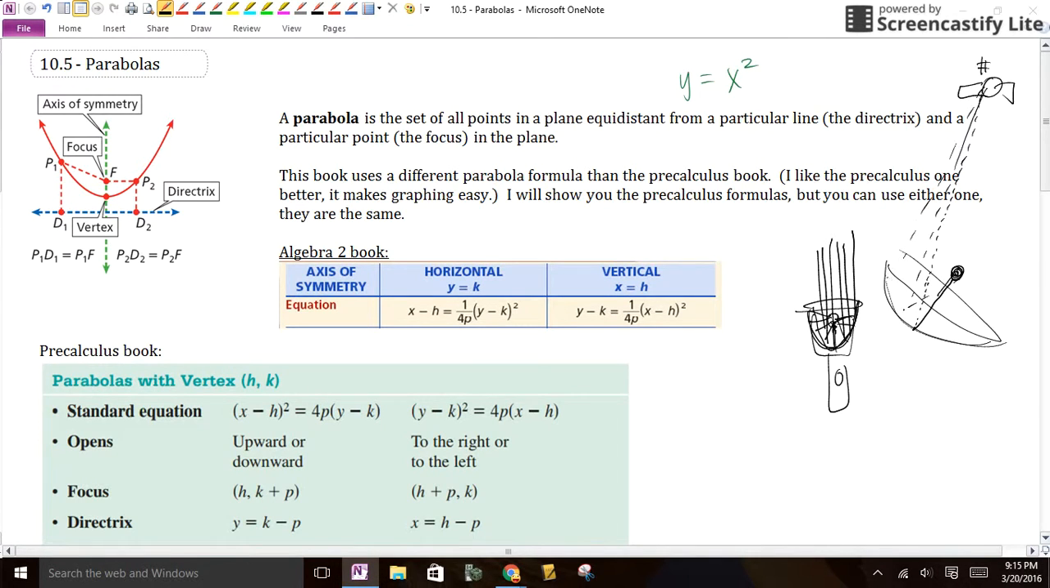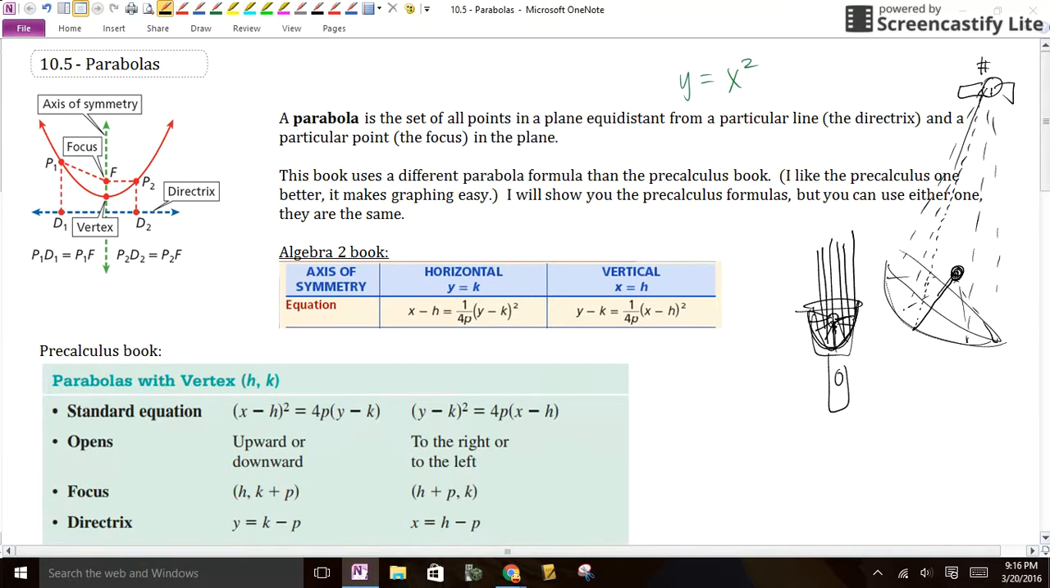So all of these rays come bouncing off and they hit the parabola and they get redirected right to that focus. So that's called the reflective properties of a parabola. And that's what's so crucial: every point on the parabola is the same distance from the focus as it is from the directrix. That's the definition of a parabola.